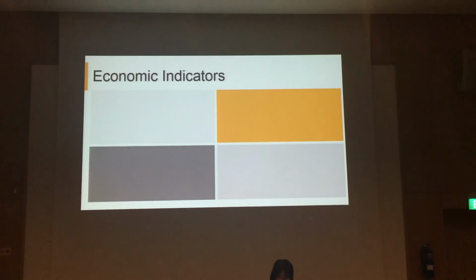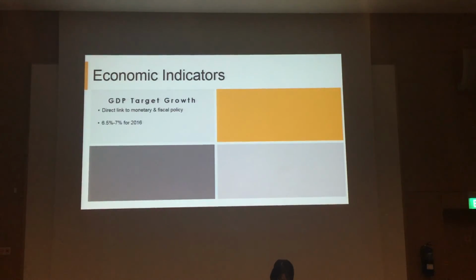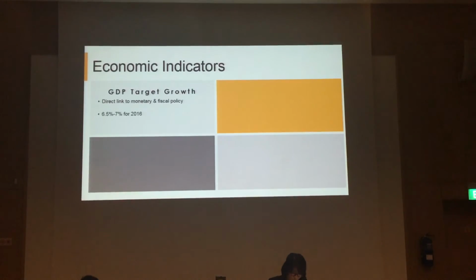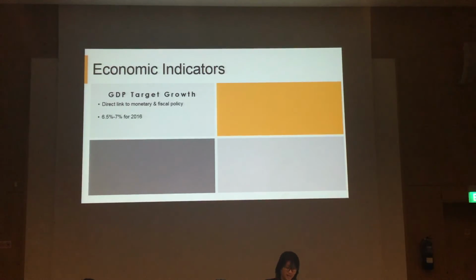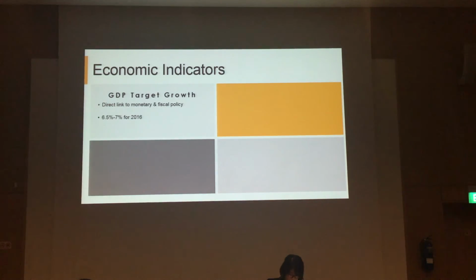So for the last part, I'll be talking about the economic indicators that we can use for reference in trading of CNH. The first will be the GDP target growth. This one is the most important. It's among the most important indicators for China because it's directly linked to monetary and fiscal policy. Once the target is set, it usually has a way of being realized because the Chinese leaders are rather committed to achieving the target. So if you see a better than expected GDP growth target, you will expect the yuan to strengthen.